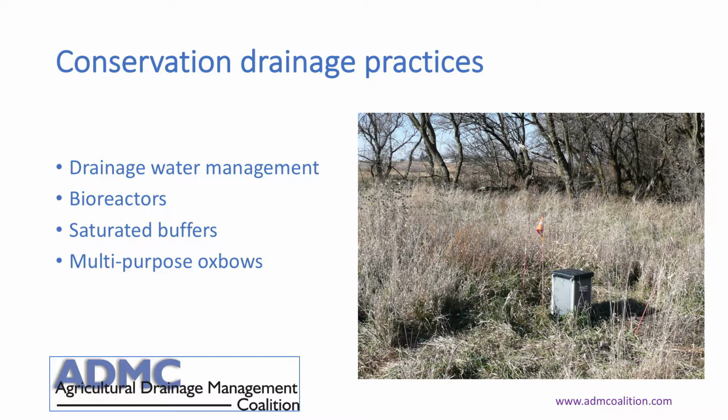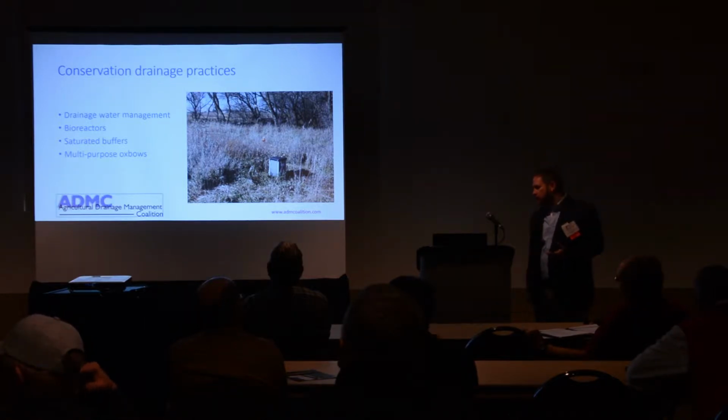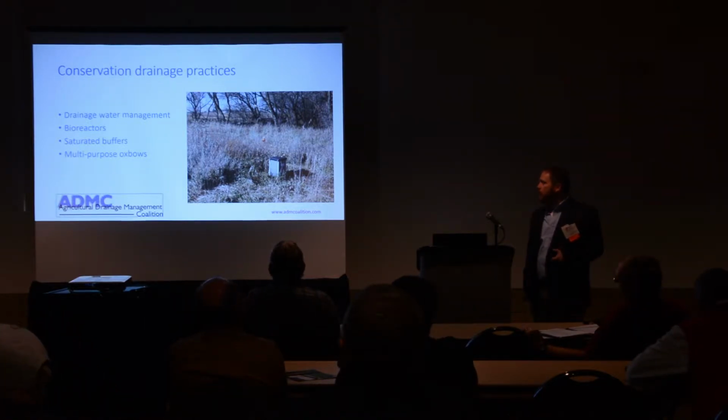So with that, the conservation drainage practices that I'm going to speak about today are really about single fields, not the larger watershed-scale type practices. So: drainage water management, bioreactors, saturated buffers, and multi-purpose oxbows. Wetlands are another form of conservation drainage practice, but those are a little bit larger scale. With the CREP wetland program, we're treating 500 to 2,000 acres. So I wasn't going to speak about that today, but they do great things as well for removing nitrogen from that subsurface drainage.